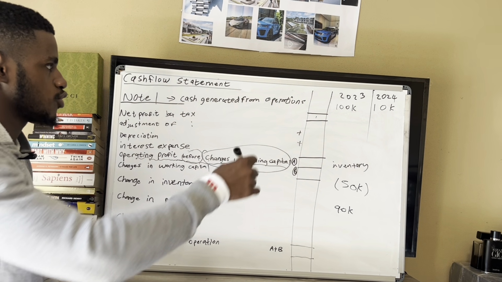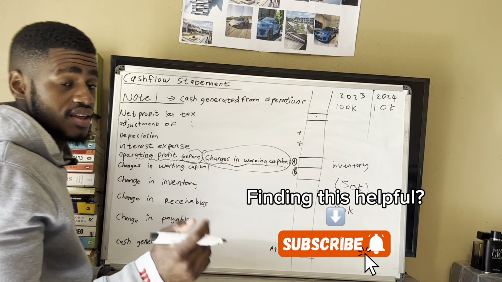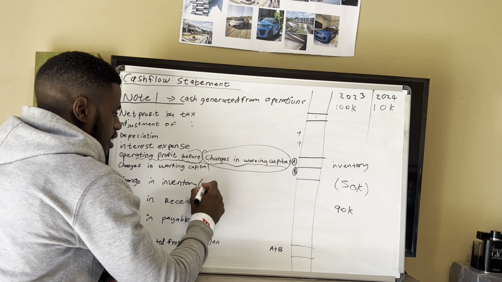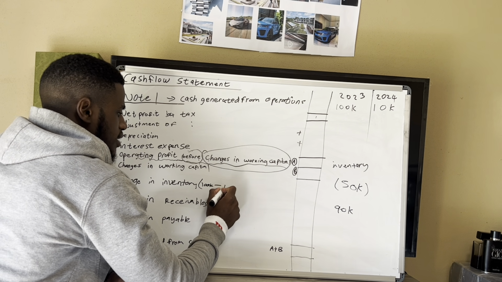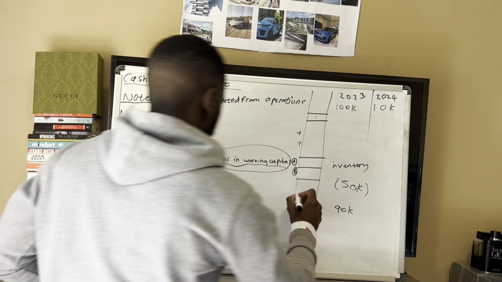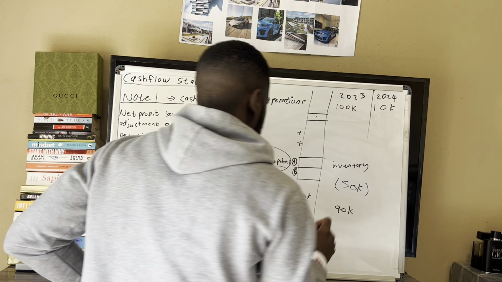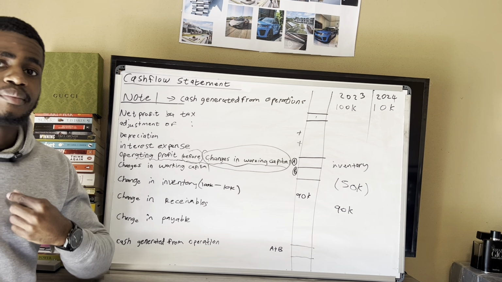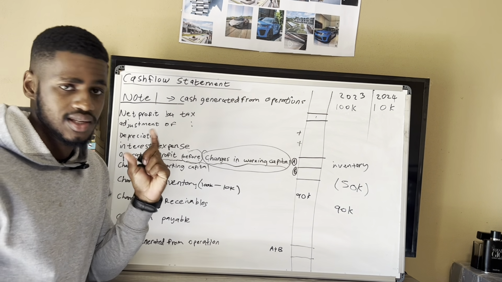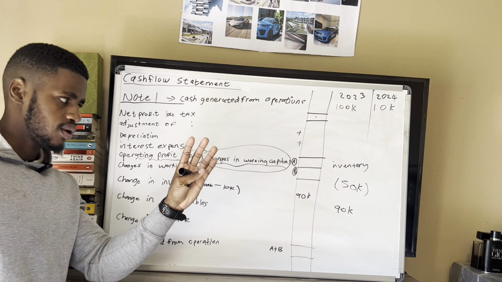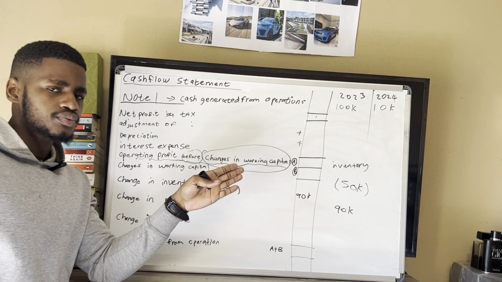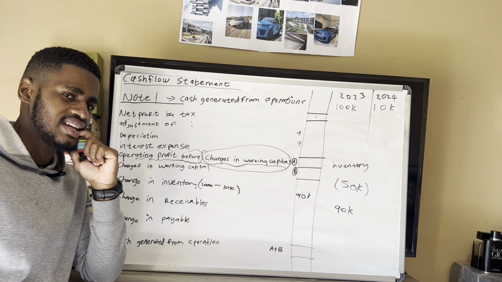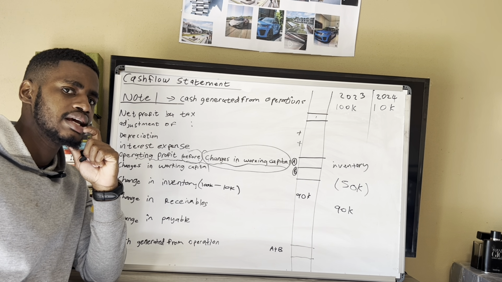So if you were given this example or this question, you would go to your inventory and say 100,000 minus 10,000, which is 90,000, and your 90,000 is here. No bracket. Remember, you only use the brackets for an outflow. So the 90,000 is an inflow.